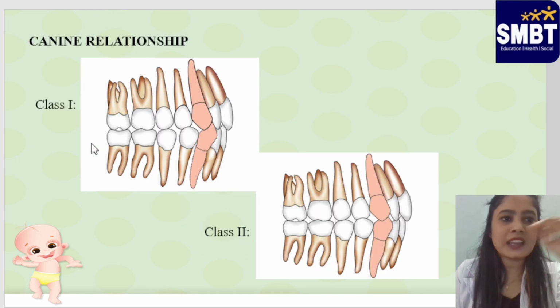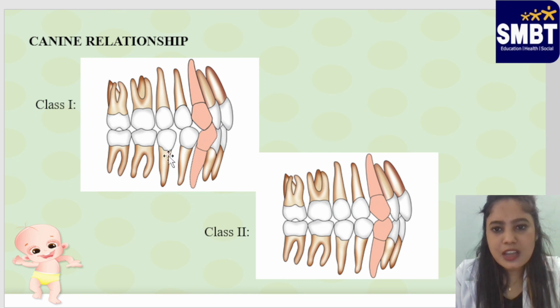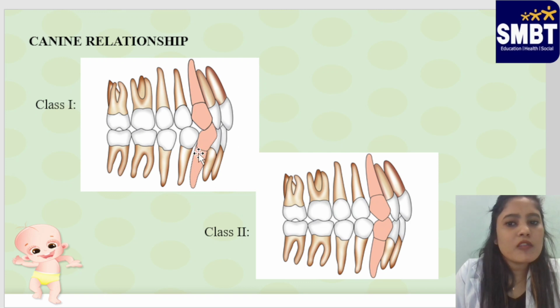Then we'll come to the canine relationship. It consists of class 1, class 2, class 3. In class 1 you will see the cusp of the mandibular canine.